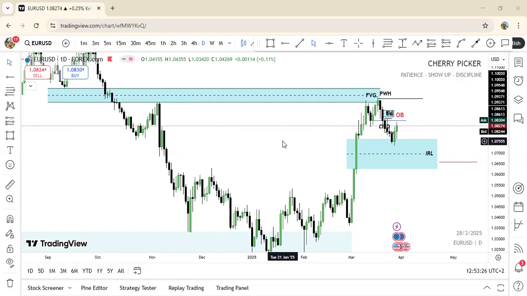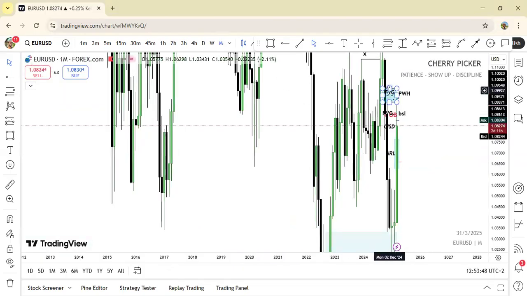We traded every day. I never trade every day, right? I mentioned that price is coming from the monthly fair value gap. This here is our monthly fair value gap, and this here is our monthly fair value gap. And price is reacting nicely from the monthly FVG.